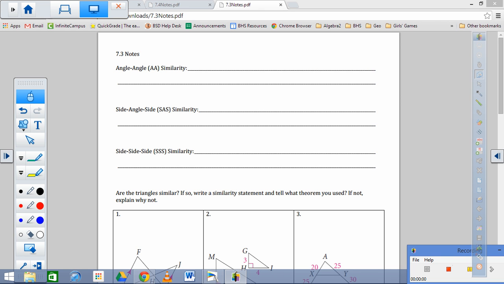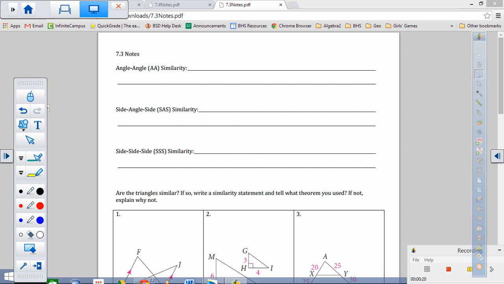Okay, here are your notes on section 7.3. So today we're talking about angle-angle similarity and side-angle-side similarity and side-side-side similarity. These are going to be very similar to the theorems that we use to prove triangles were congruent to each other. So almost the same idea.